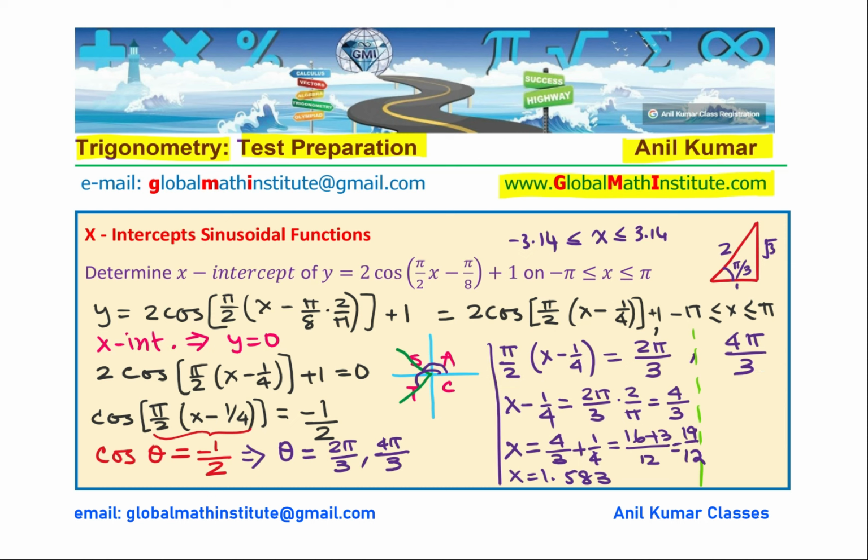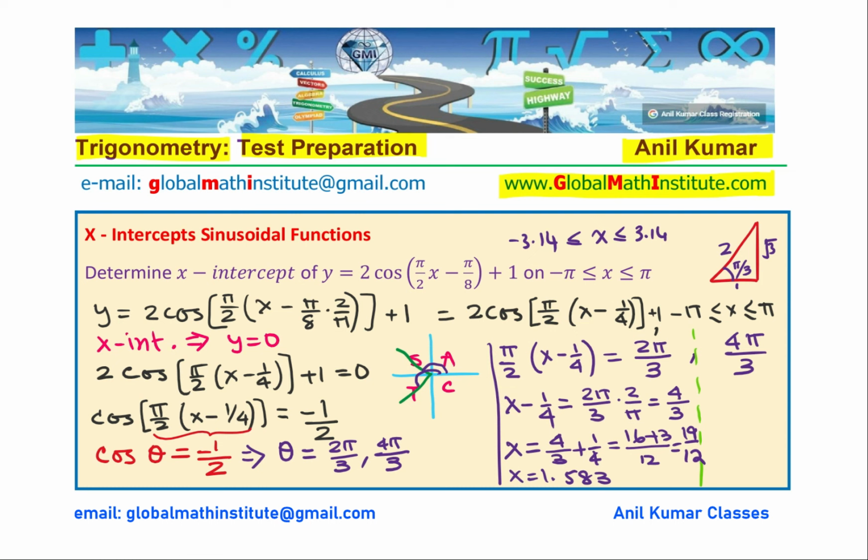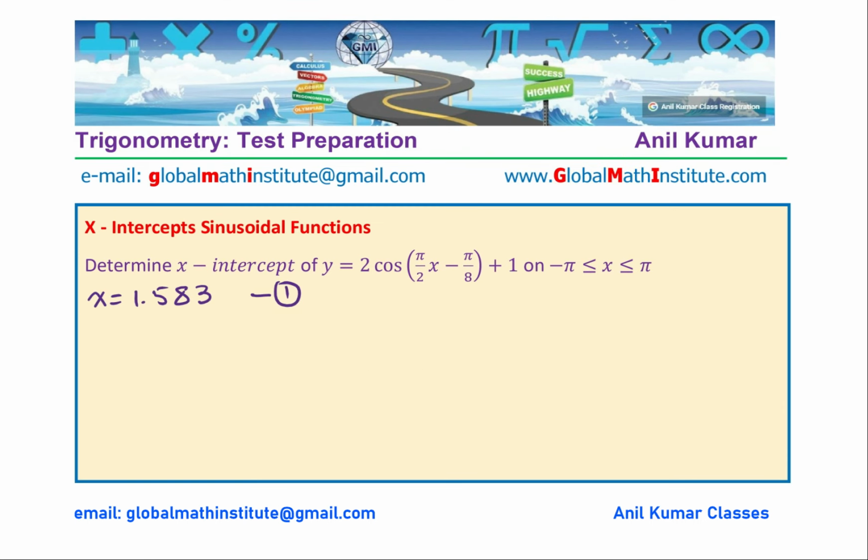So we got one answer, x equals 1.583. Correct. So this is one of our answers. Let's now find the second answer, where we are saying that pi by 2 times x minus 1 over 4 is 4 pi by 3, right? So we are trying to find the second solution in one cycle, right?